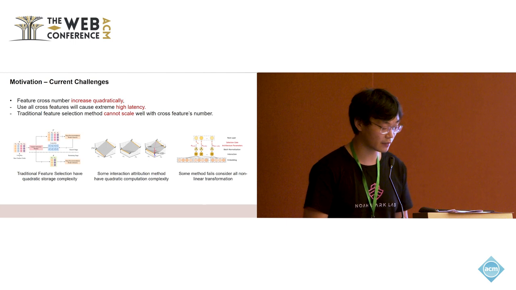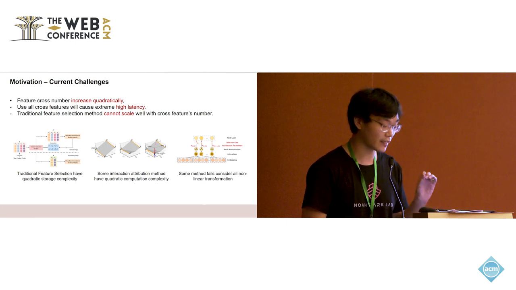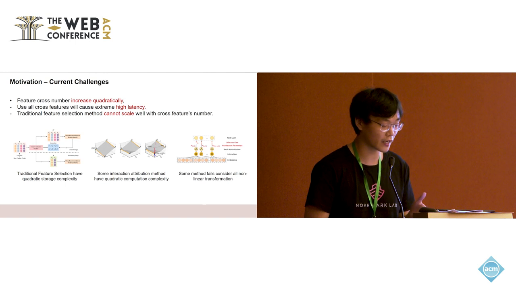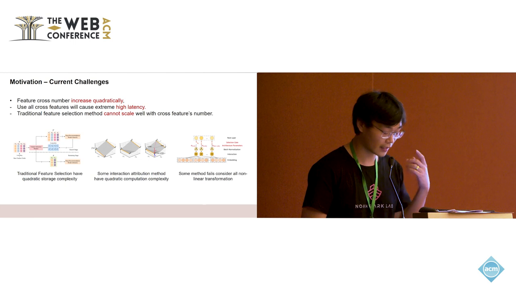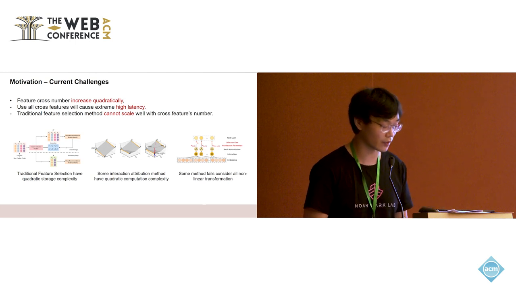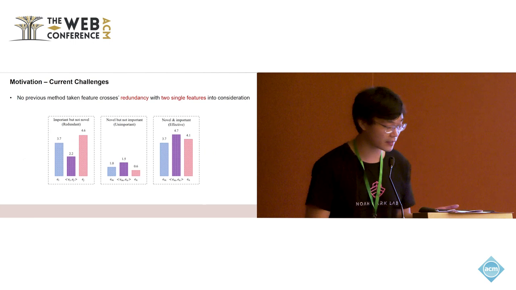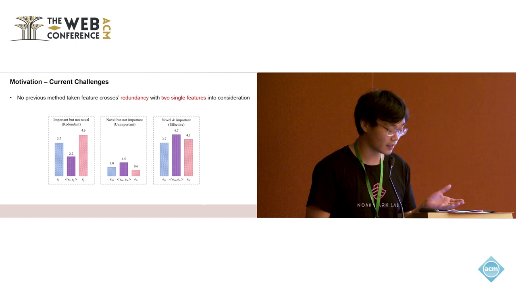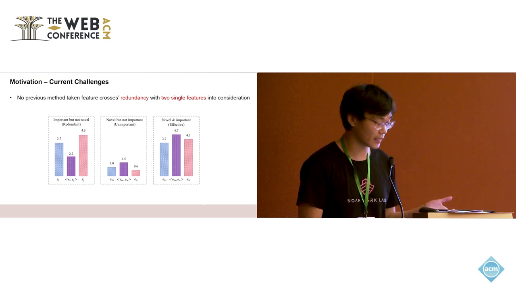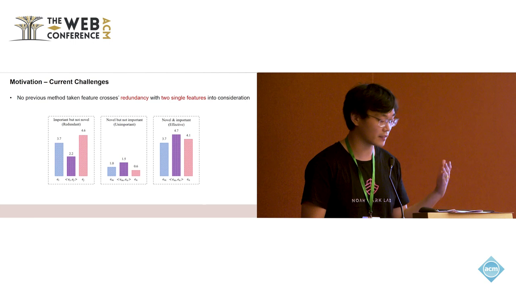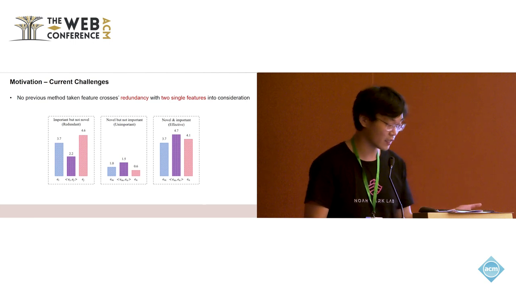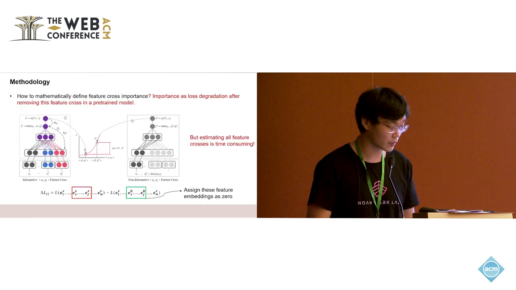And some weight-based methods assume this weight can indicate the final feature importance, regardless of the following nonlinear transformations of the neural network. And also, no previous method takes the redundancy of feature crosses with the two single features into consideration. There's a difference between single feature selection and cross feature selection, because single features maybe don't have much information redundancy, but cross features are composed of two single features, so there is a lot of redundancy. So for these two challenges, we propose our method.